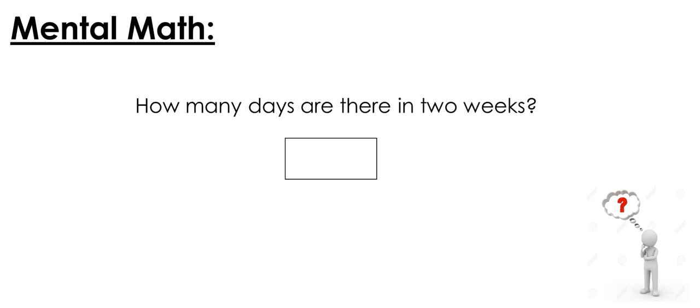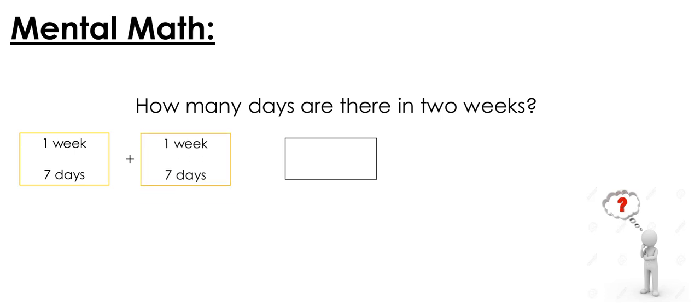Okay, so let's get Maria's help. Maria, do you know how many days are there in 1 week? Yes, 7 days. Excellent. There are 7 days in 1 week. So what if we add 2 weeks? Do you know how many days we will get in 2 weeks? Yes, 14 days. I hope you got your answers right. So there are 14 days in 2 weeks.